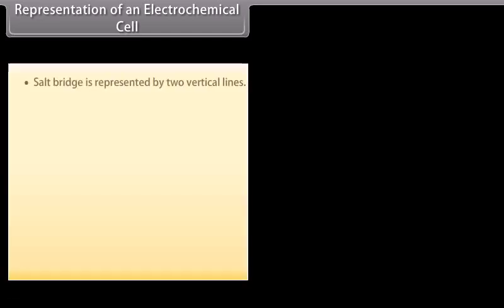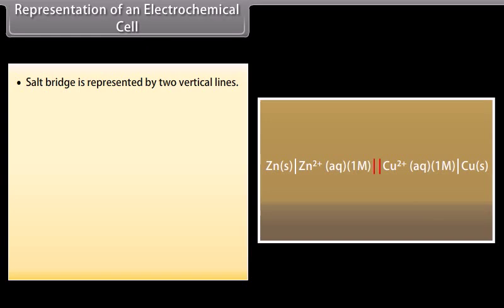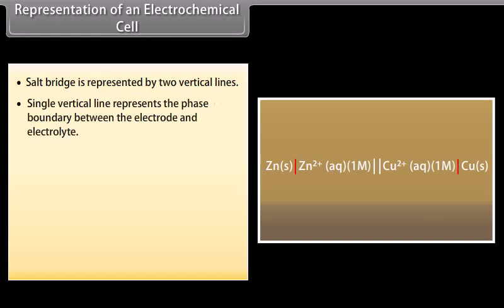Representation of an electrochemical cell. An electrochemical cell or a galvanic cell is represented in a manner as follows. Salt bridge is represented by two vertical lines. Single vertical line represents the phase boundary between the electrode and electrolyte.